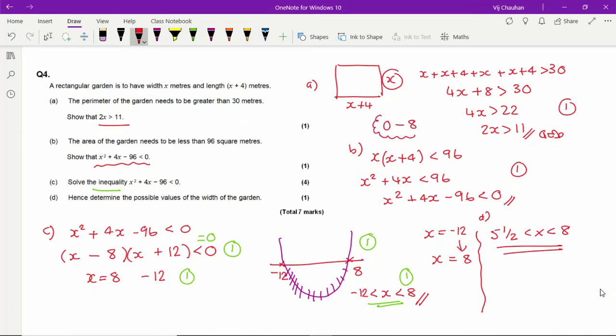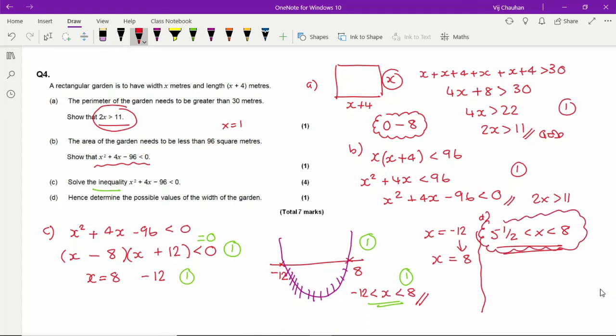Now the problem with this is that it still needs to satisfy these 2 conditions, that 2x needs to be greater than 11. So obviously I'm looking for values where that's going to be the case. If x equals 1, then 2 times 1 is not going to be greater than 11. So we need to use this 2x is greater than 11 to get this answer here.